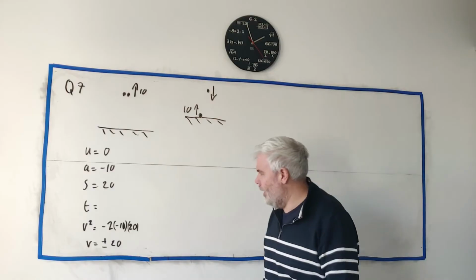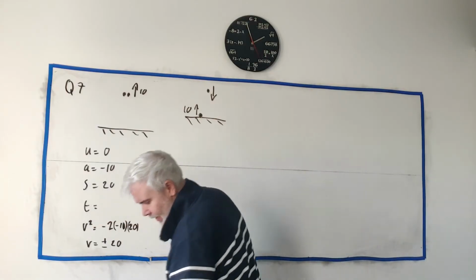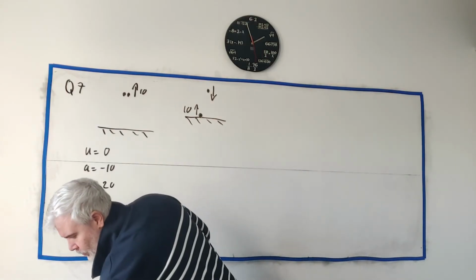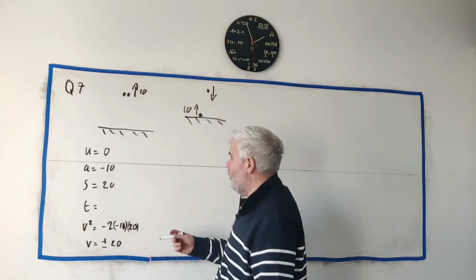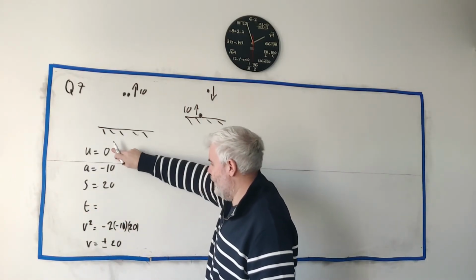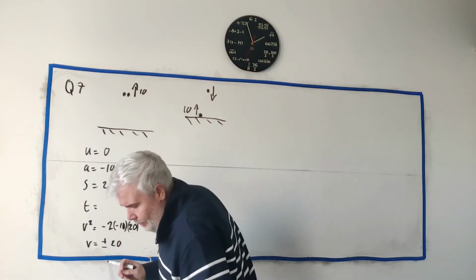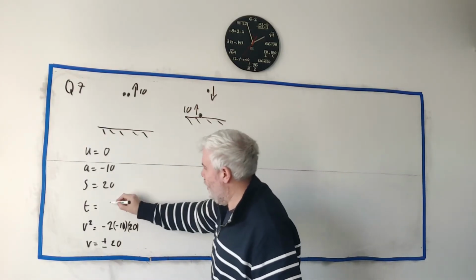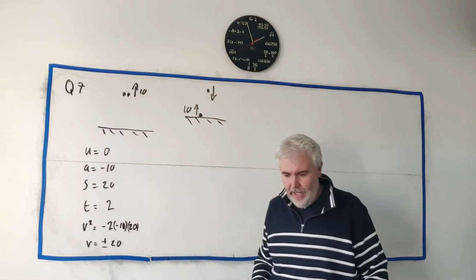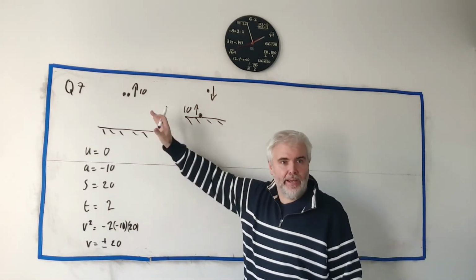But first I want to know the time. Which equation will we use? S equals (U plus V) over 2 times T. So that's minus 20 divided by 2, which is 10. S is 20. The answer is 2, 20 divided by 10. This will happen after time 2.